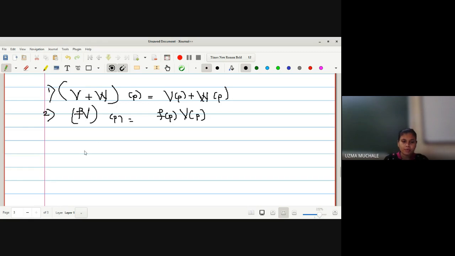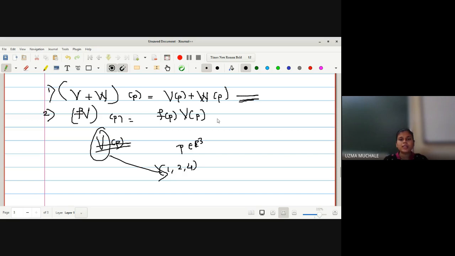Suppose we have been provided with one vector field and we have to evaluate it at a point P. The point P we have taken from E3 space. Suppose P is considered to be (1, 2, 4) and vector field V is also given to you. So this vector field V we have to evaluate at that point (1, 2, 4). I will show you later, while solving the example, how these equations will be evaluated.